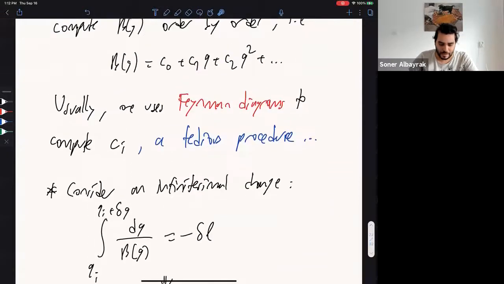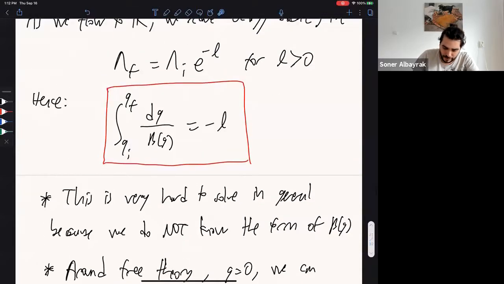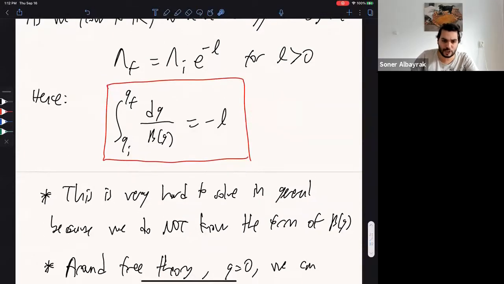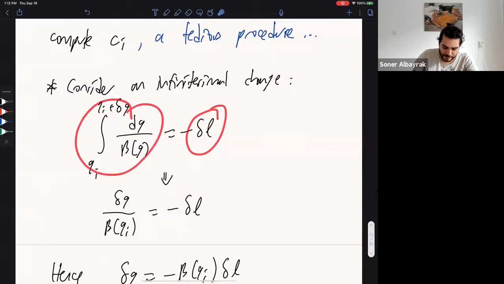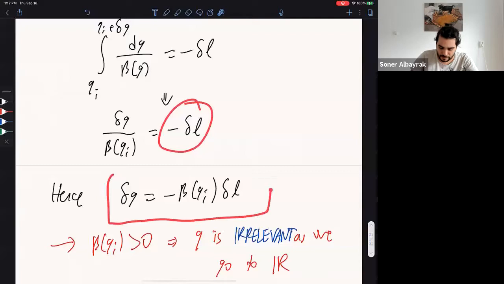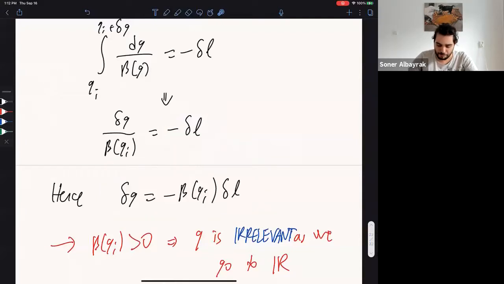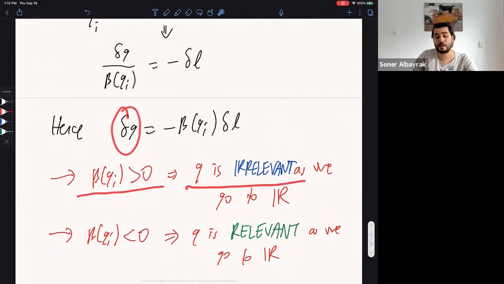But we won't be bothering with this. Instead, let's consider this formula again, the star formula, but take g_f to be very close to g_i, just an infinitesimal change. So this integration is basically this quantity, minus delta L. So this is the result. That means if the beta function is positive, then decreasing the length scale, going to the IR, decreases g. So if the beta function is positive, that means g is an irrelevant coupling constant.